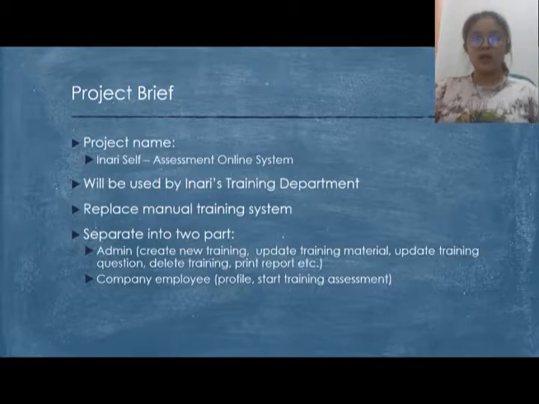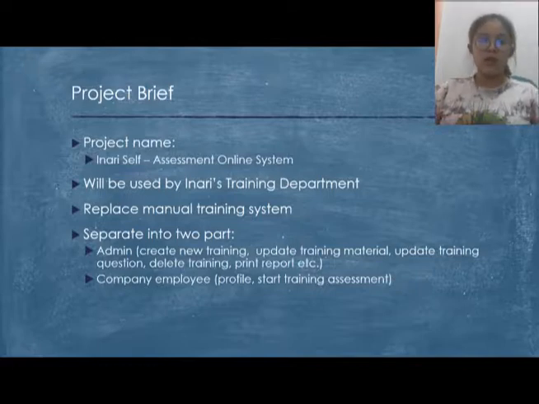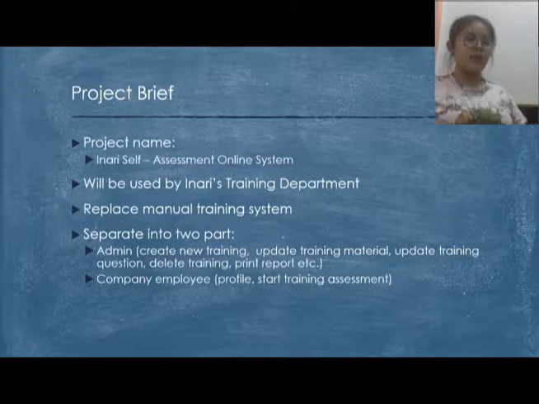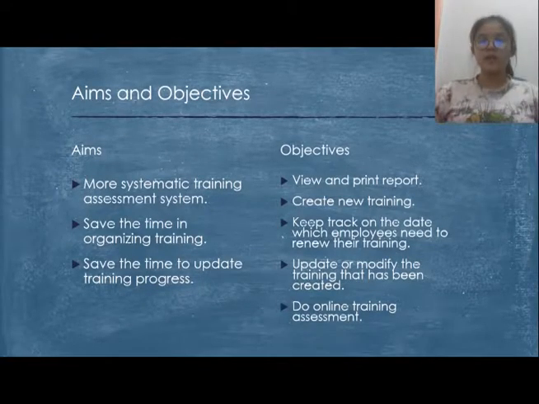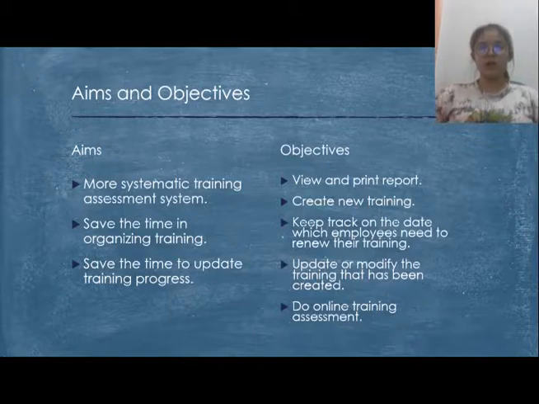This project is to replace the manual training system, and this system is separated into two parts, which are the admin part and the company employee part. The aim of this project is to have a more systematic training assessment system, which can save time in organizing training and also the time to update the training progress.